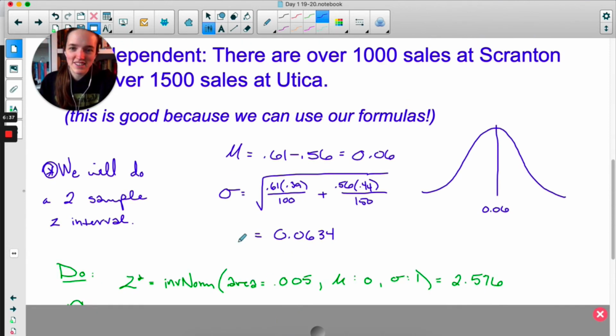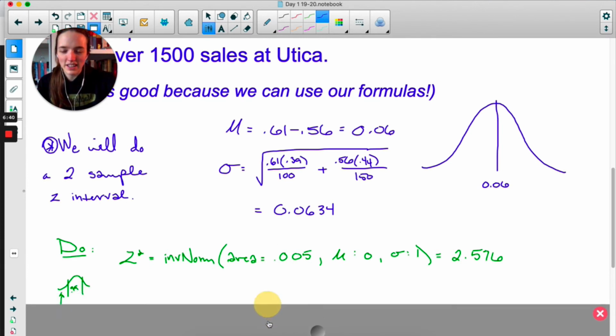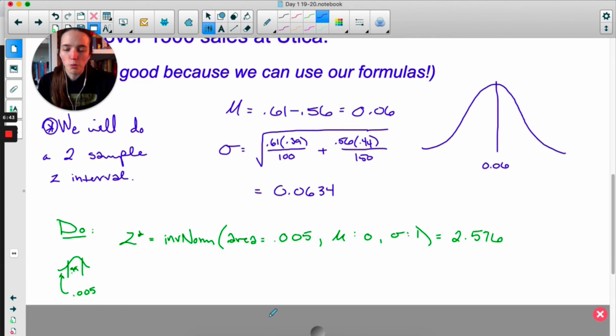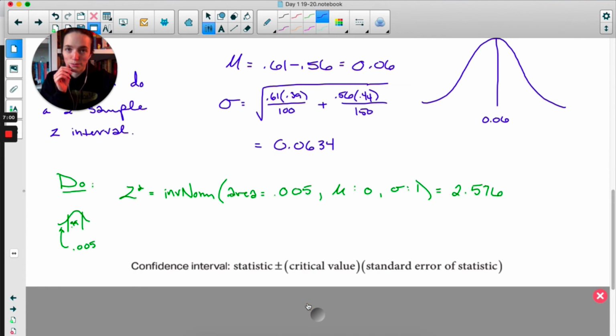All right, to the do step. We need our z-star. So 99% confidence would leave 1% in the tails combined, which is 0.5% in one tail. So I'm going to do inverse norm for the area. I'm doing 0.005, which is 0.5%. Mean 0, standard deviation 1. There's my z-star.